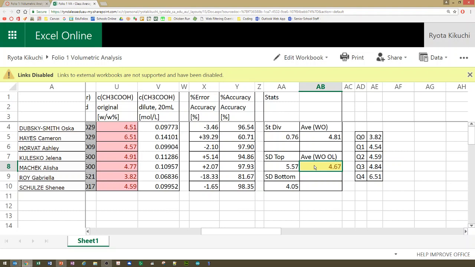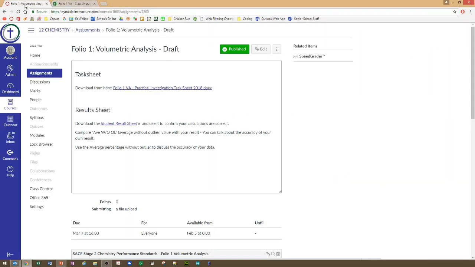Okay, what do you think could be done? And when you evaluate the values that you found, you need to refer to your result. Always work with your result. Let's move on to the task sheet.